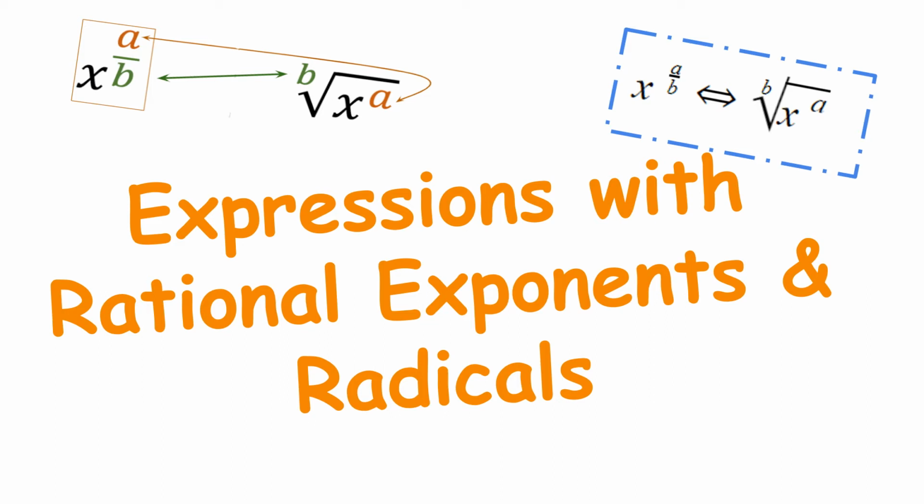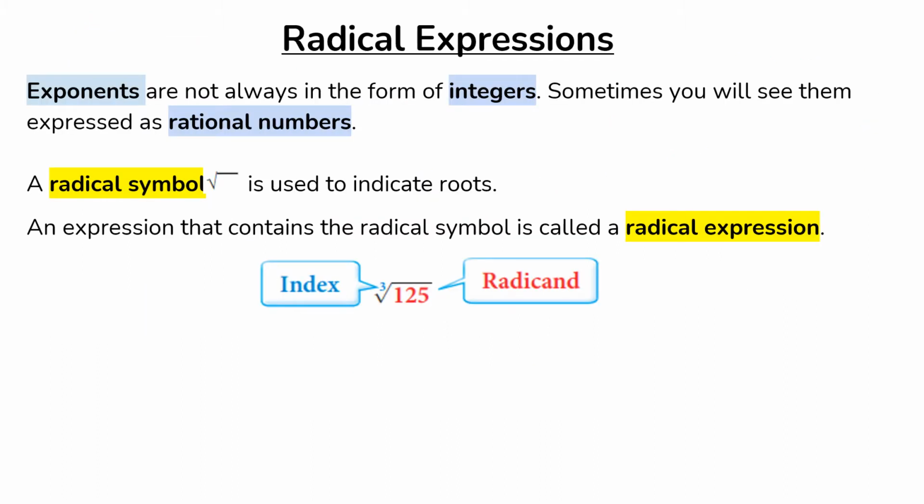So let's take a look at expressions with rational exponents and radicals. Now when you have exponents, they're not always going to be whole numbers or integers. Sometimes they're going to be fractions, and so those are rational numbers. As an example, if you have n to the 2/3 power, your exponent is a fraction or a rational number, or something like, let's say, 6 to the 1/2 power. That is an exponent that is rational.